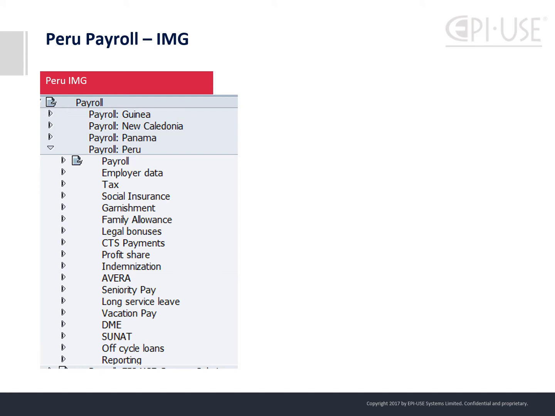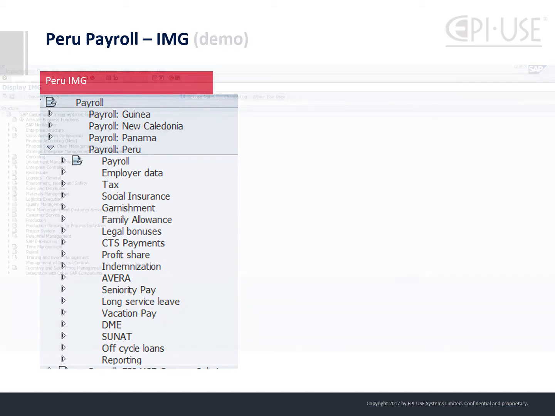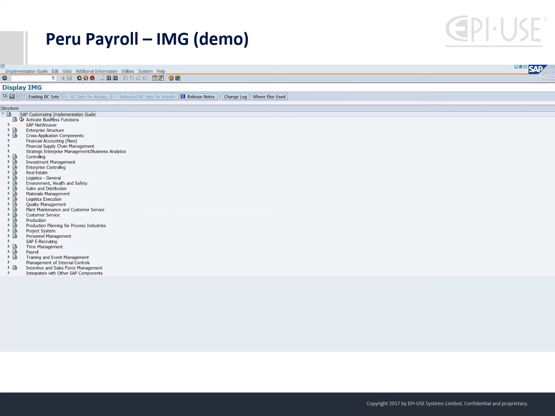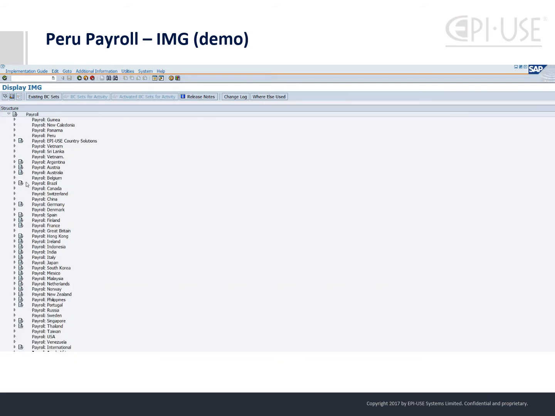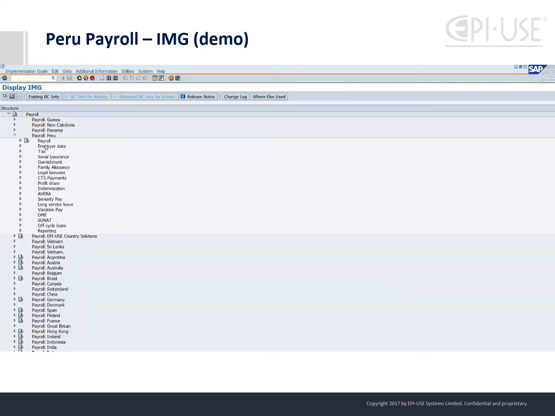What is also provided for the Peru payroll is an IMG, where one can find all the steps necessary to configure the Peru payroll, as we will demonstrate in the next slide. When you go to the IMG with Transaction SPRO, you will find under the node Payroll an option for Payroll Peru. In there you will find all the different elements that are related to the Peru payroll country version.